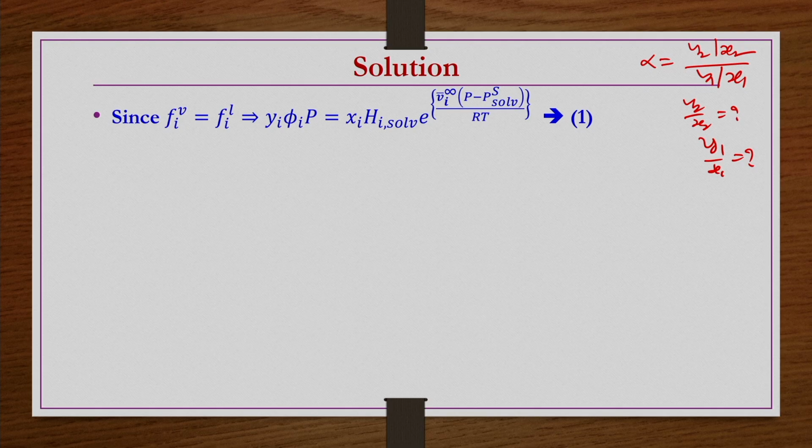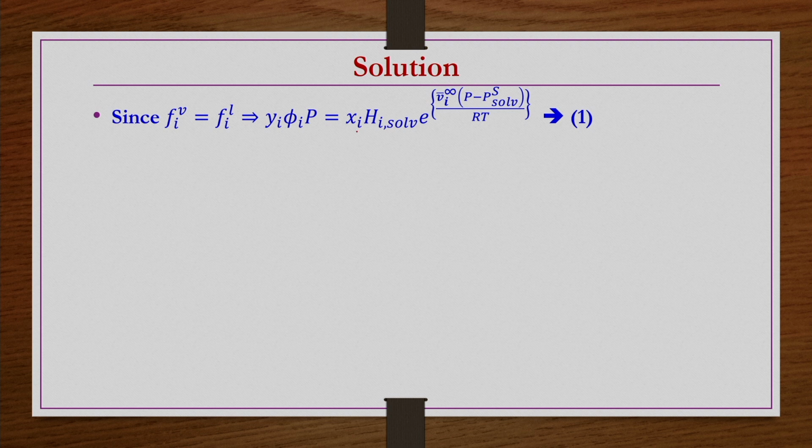So, that way we are a bit safe, that transfer is in one direction. So, fiV is equal to fiL. V is nothing but yi phi P, and then fiL is nothing but xi Hi in solvent, e to the power of Vi bar (P minus Ps of solvent) by RT. This is what we have.